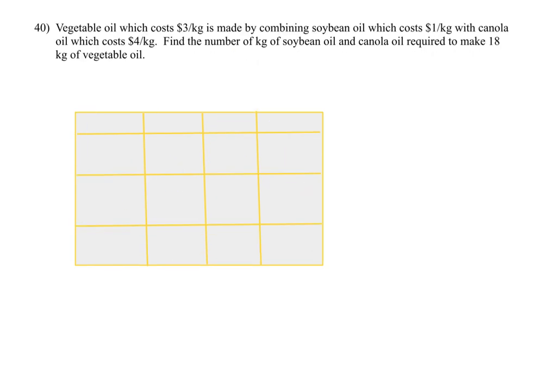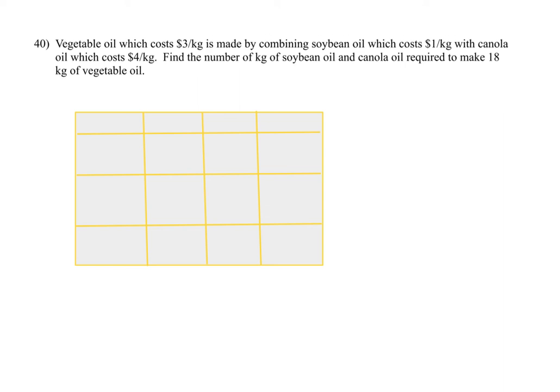All right, so your chart looks a little bit different for mixtures. You should have a first, a second, and a final mixture, always. You need to determine what that is, all right? So if you read this one, it says vegetable oil, which costs $3 per kilogram, is made by combining soybean oil, which costs $1 per kilogram, with canola oil, which costs $4 per kilogram. Find the number of kilograms of soybean and canola oil required to make 18 kilograms of vegetable oil.